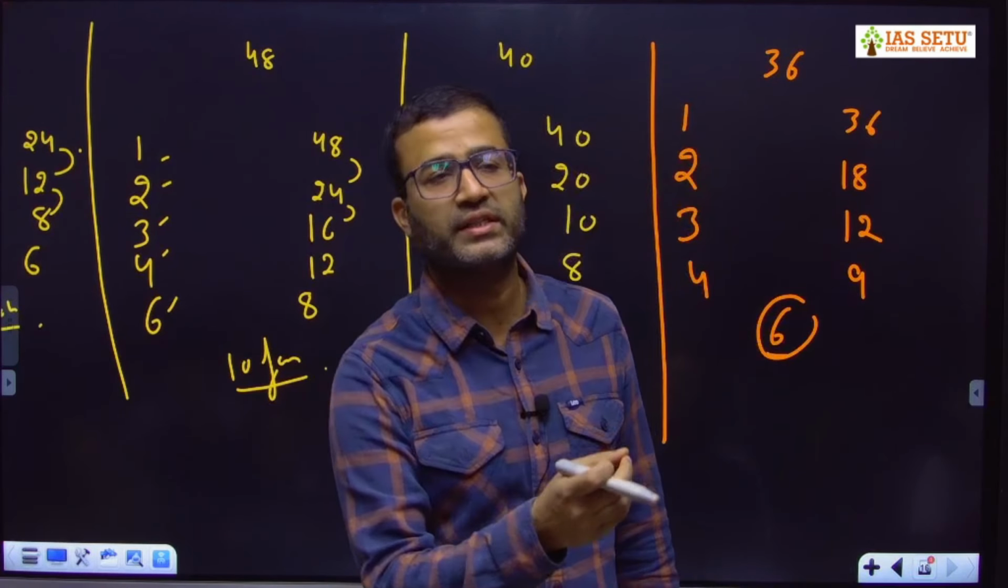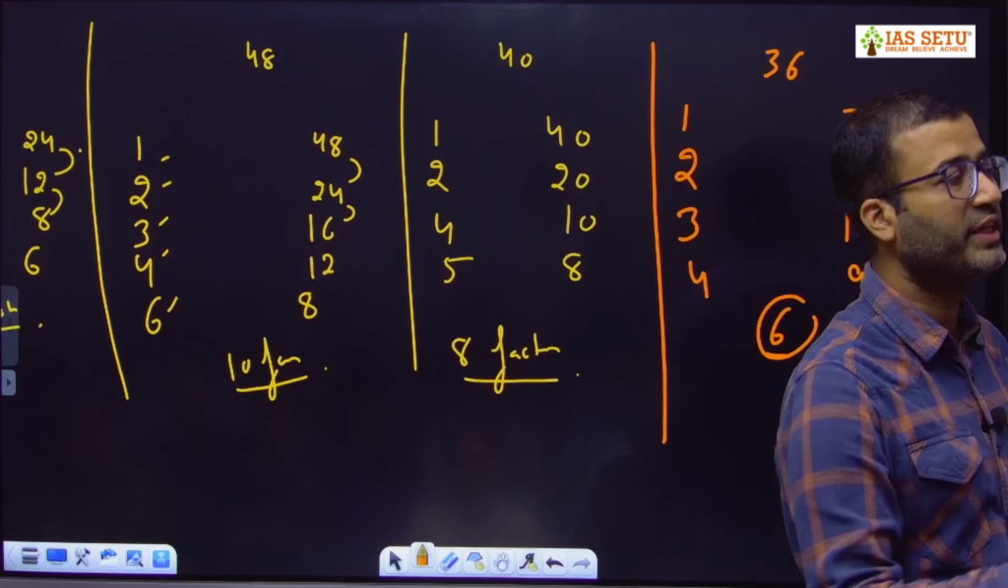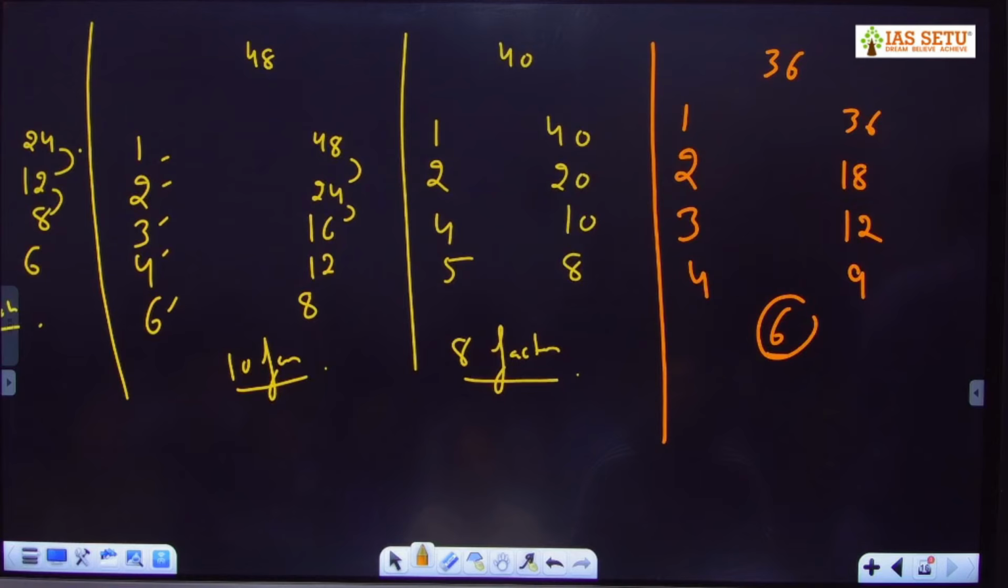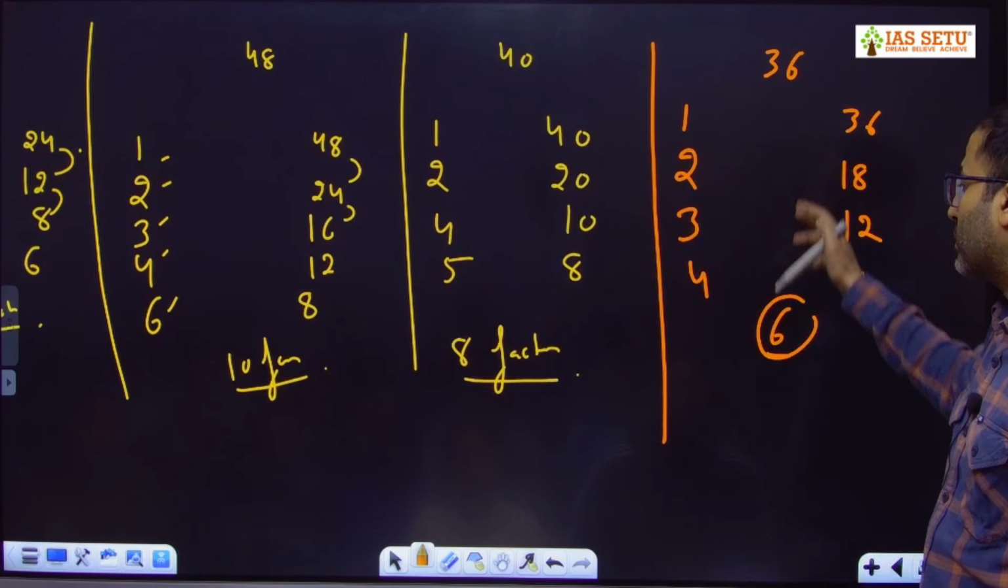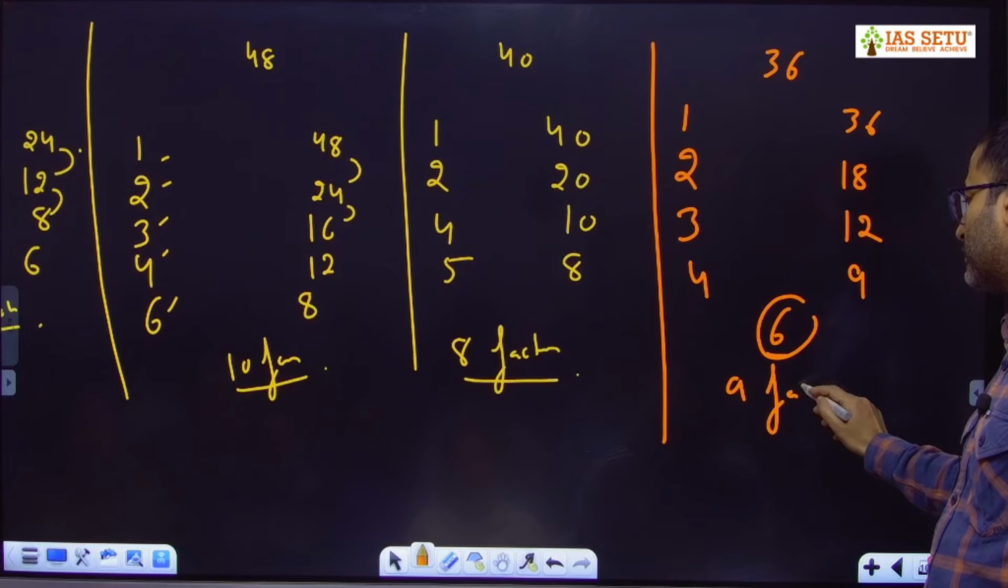Okay, so now here 6 has a pair but with 6 itself. Why? Because 36 is a square number. 6 square. 36 is a square number. So now here 36 has 9 factors.